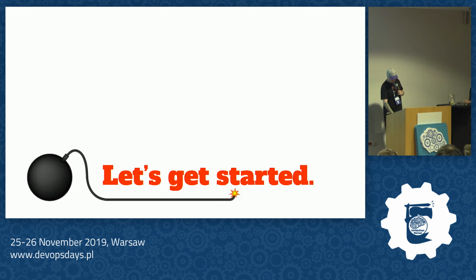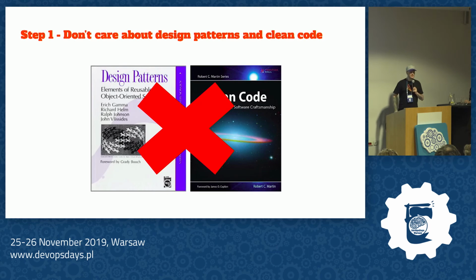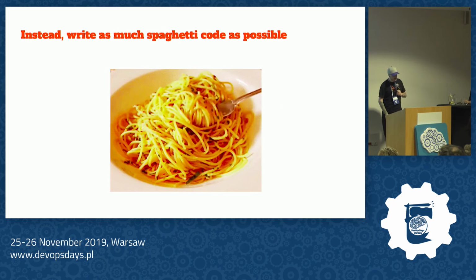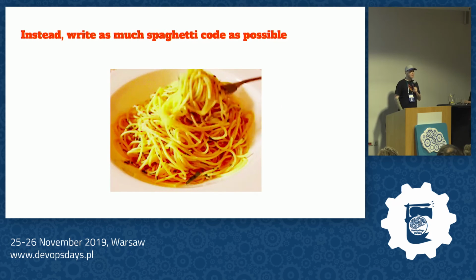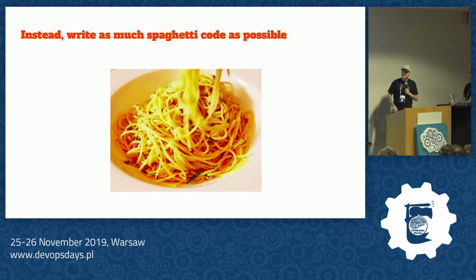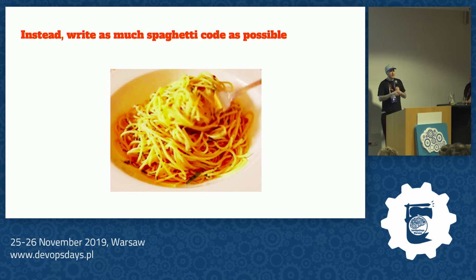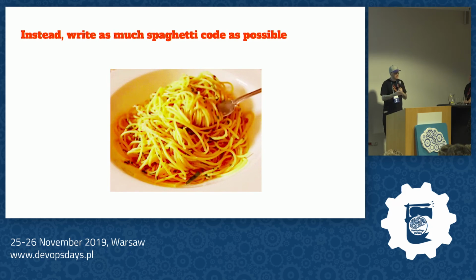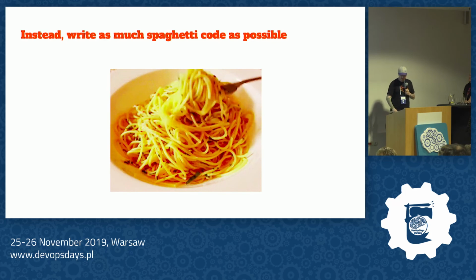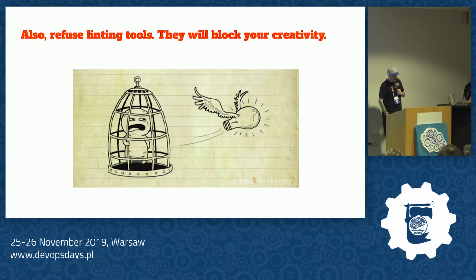So let's get started. The first step to kill software quality is to not care about design patterns and clean code. So if you have read these two books, forget about what they say, don't follow what they suggest. Instead, write as much spaghetti code as possible. With that I mean, in some parts of the code you should write the code in one way, and in other parts where you would write similar things, you write them in a completely different way. You make things confusing. Also refuse linting tools because they block your creativity.